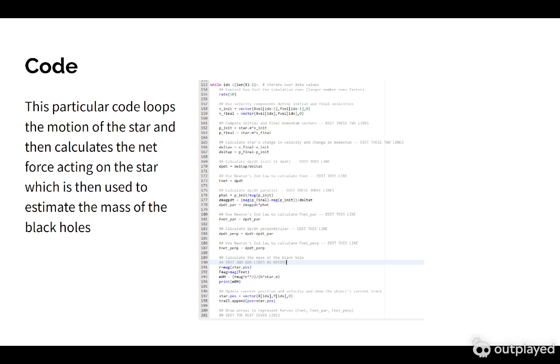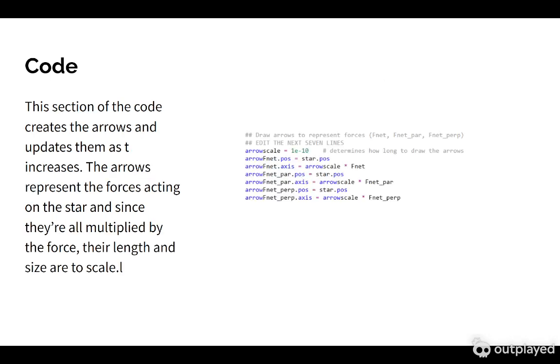Code. This is all of my edited code. This code loops the motion of the star and then calculates the net force acting on the star, which is then used to estimate the mass of the black hole. This section of the code creates the arrows and updates them as t increases. The arrows represent the forces acting on the star, and since they're all multiplied by the force, their length and size are to scale.